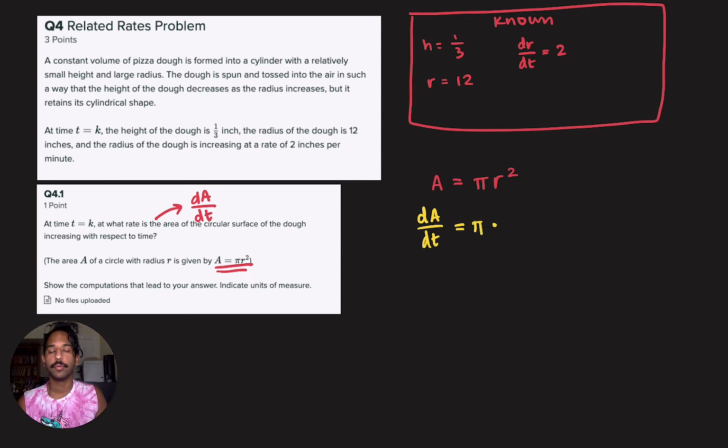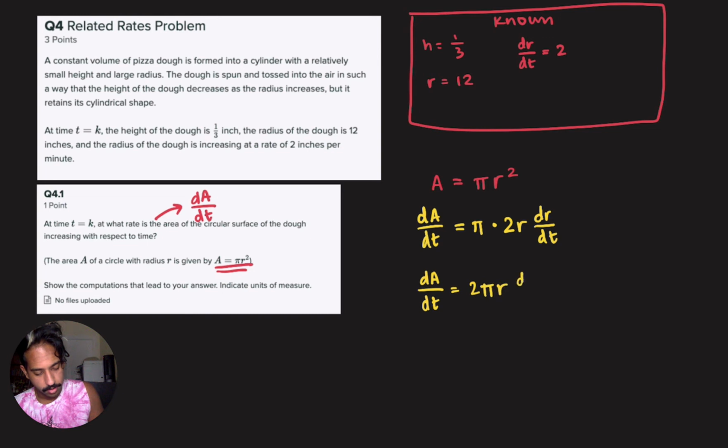R squared, we're going to follow the power rule, will give us 2r, and then by the chain rule, we have to find the derivative of that variable with respect to time, dr/dt. And so then I'm going to simplify this a little bit. dA/dt equals 2 pi r dr/dt. Now we have this, but we need to figure out the actual value of dA/dt. Right now we just have variables. So we go into our known toolbox, and I have r equals 12 and dr/dt equals 2.